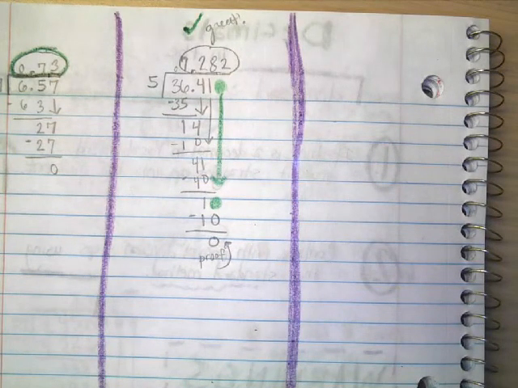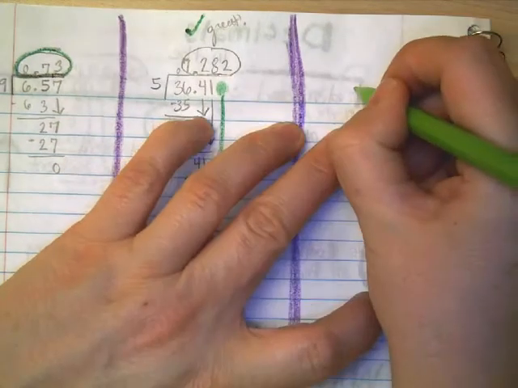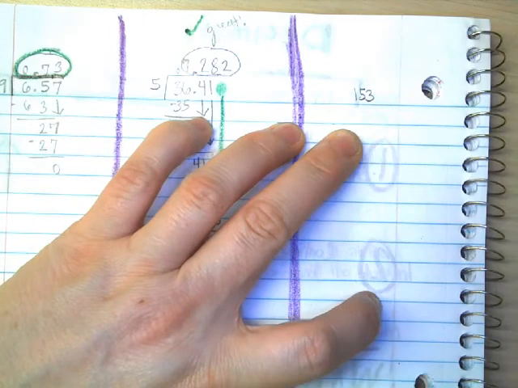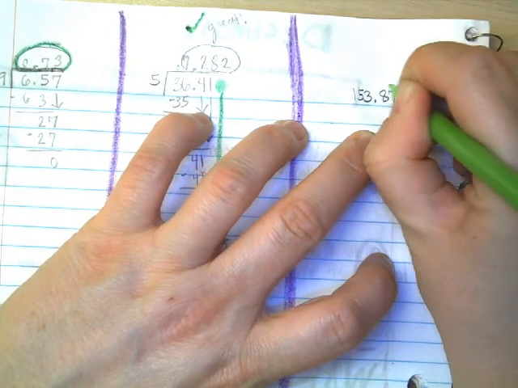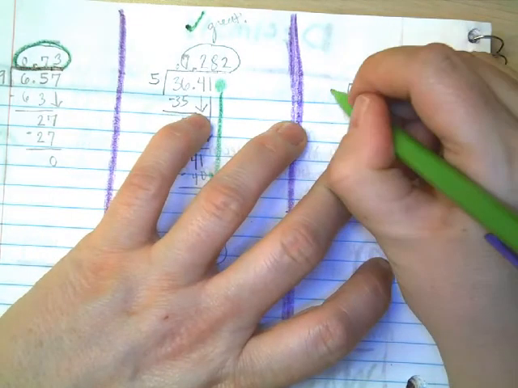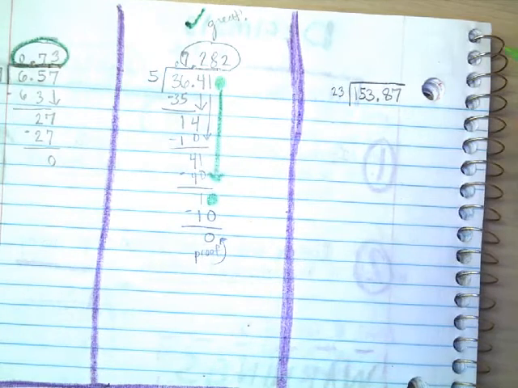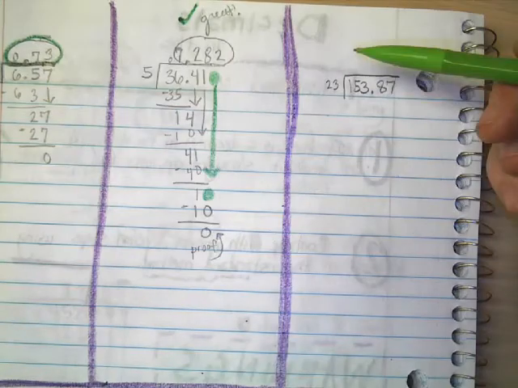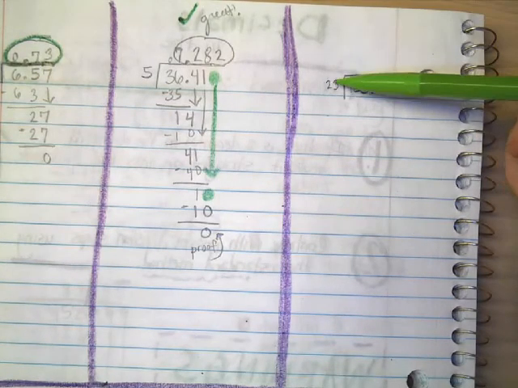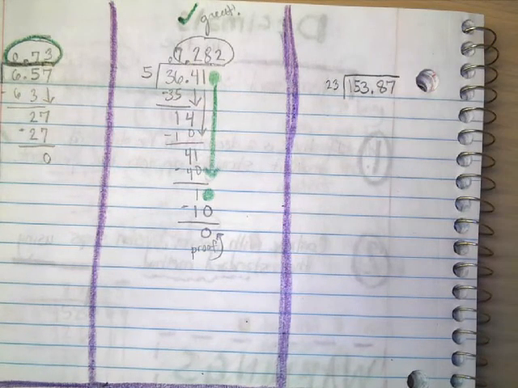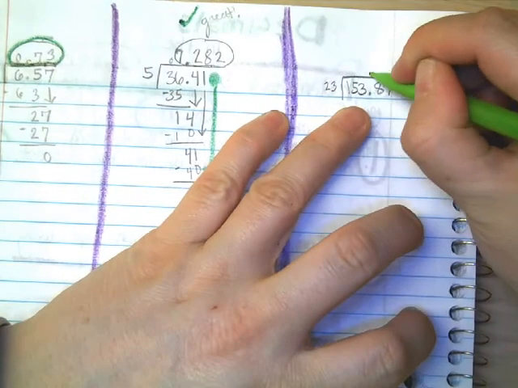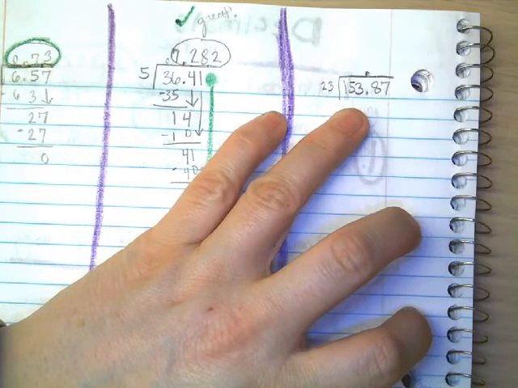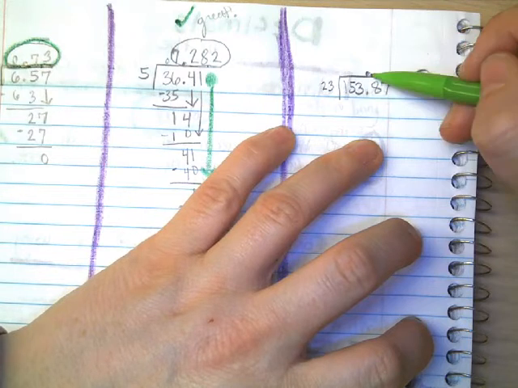I hope so. All right, let's try one more before we switch over to the next video. The one we are going to try is 153.87 divided by 23. Getting harder because we've got now what? Double-digit divisors and decimals. I'm challenging you here.